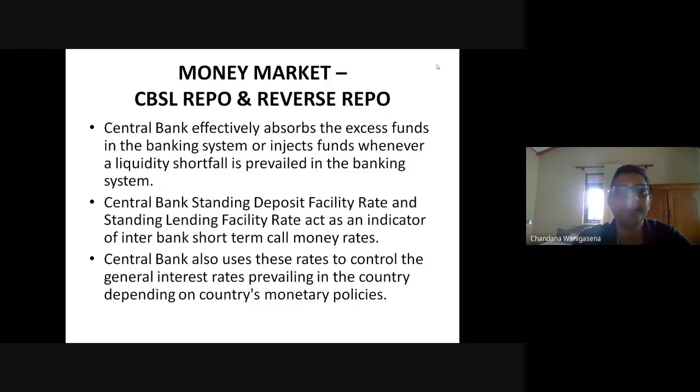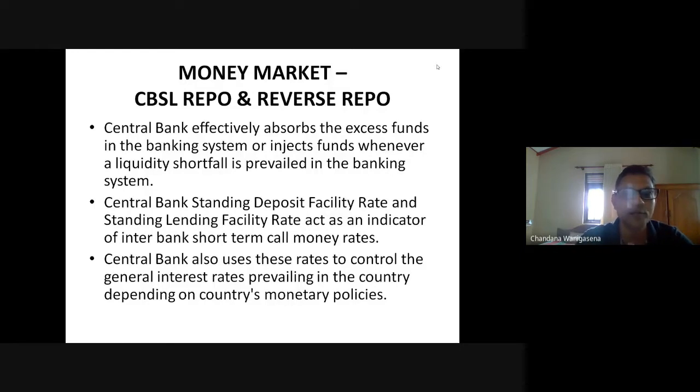For that, the tool they use is the repo and reverse repo. Whenever there is excess money in the market, banks can deposit that money at the central bank at the standing deposit facility rate. We have a very specific rate, and we'll come back to it. That is currently 5.5, right? When the banks have a shortage, banks can take a loan from the central bank to improve their liquidity. That rate we call the standing lending facility rate.